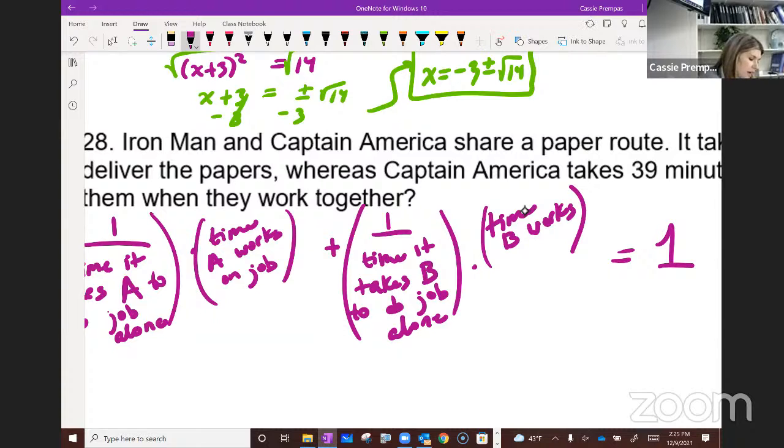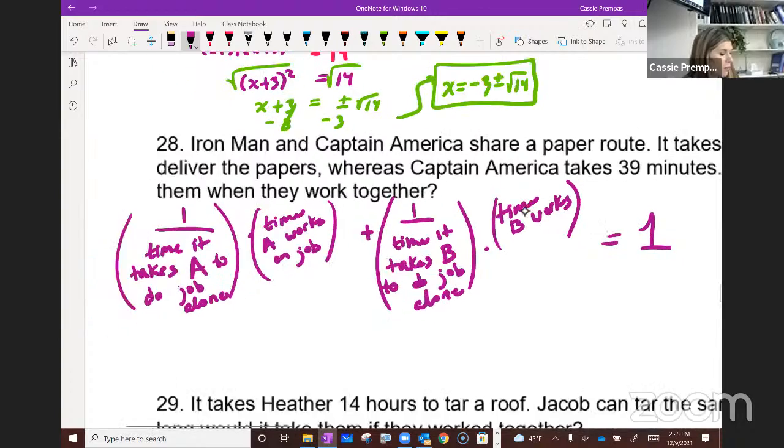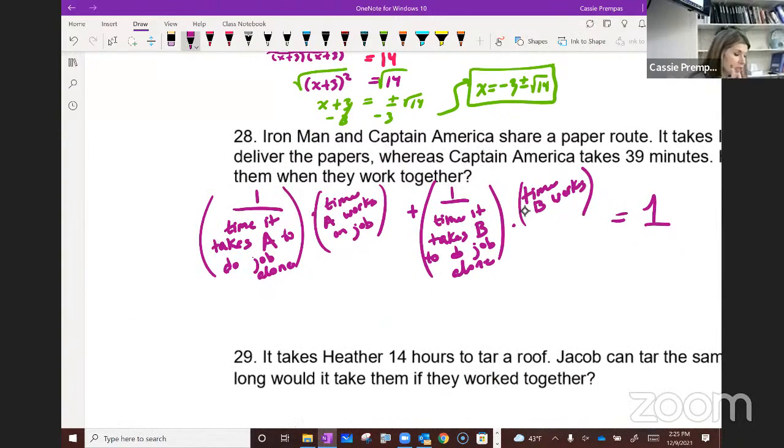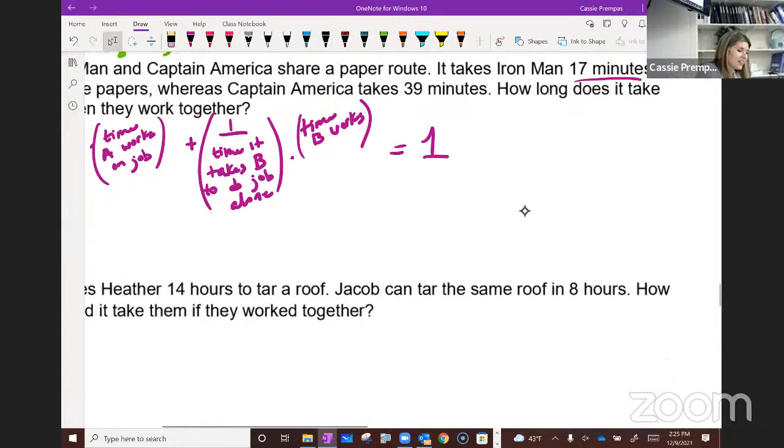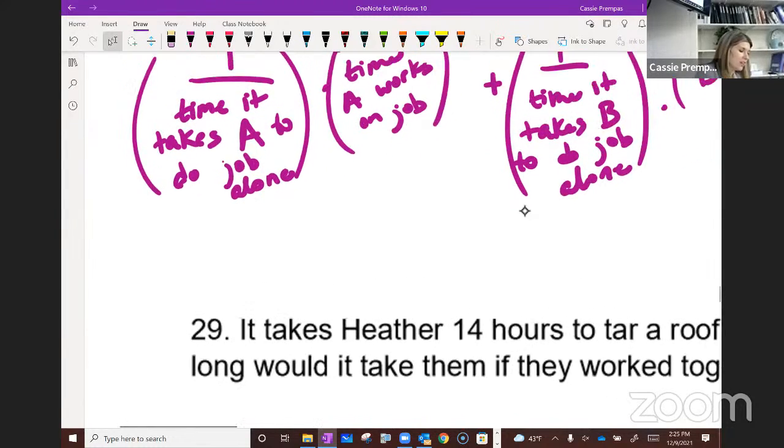So Iron Man is faster at delivering papers than Captain America. Makes sense, he can fly. But he's getting Captain America's help. So should it take him more or less than 17 minutes? Should it take Iron Man more or less time than 17 minutes to do the job? Less, because he's getting help. So our answer should be less than 17 minutes, because if he works for 17 minutes, he's done the whole job. Okay, let's go in and let's put this in.